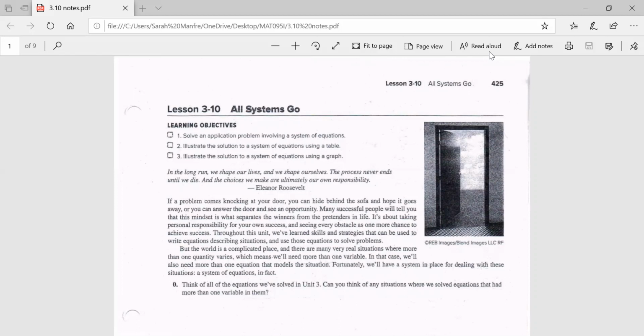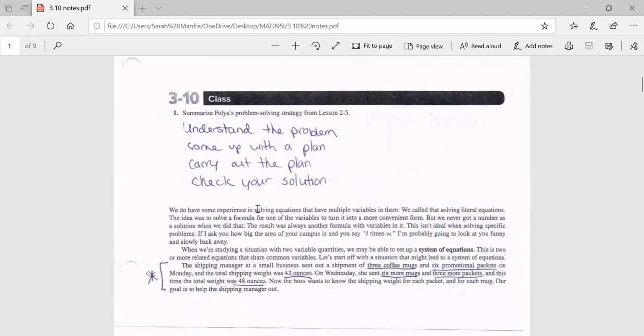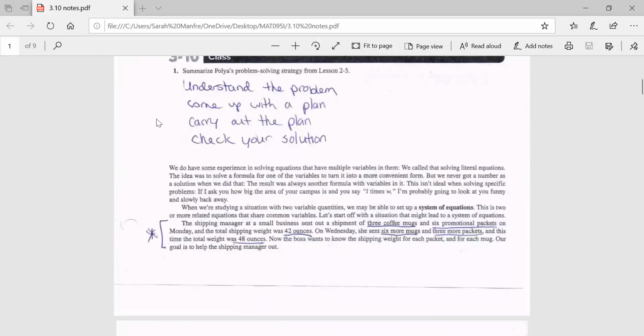All right, so let's start with the class section. The class section is starting with, let's just review the problem solving strategy that we've discussed in lesson 2.5. We've also discussed it in other lessons as well. So the first thing you have to do is make sure you understand the problem. Then you have to come up with a plan, and then you have to carry out the plan, and then you have to check your solution.